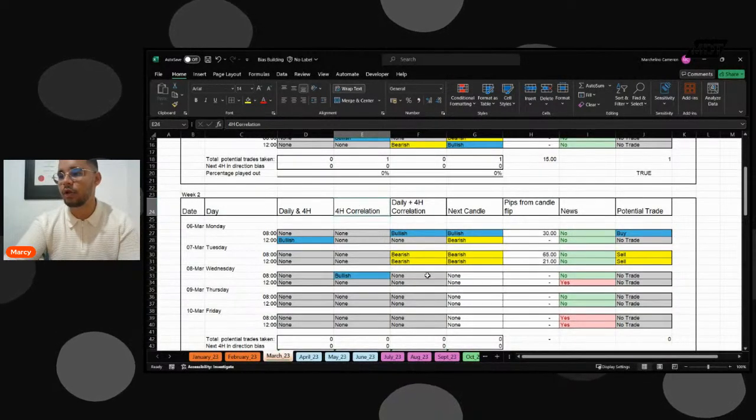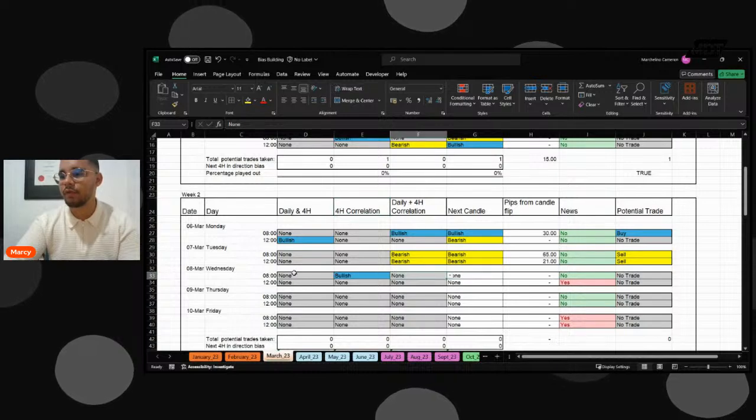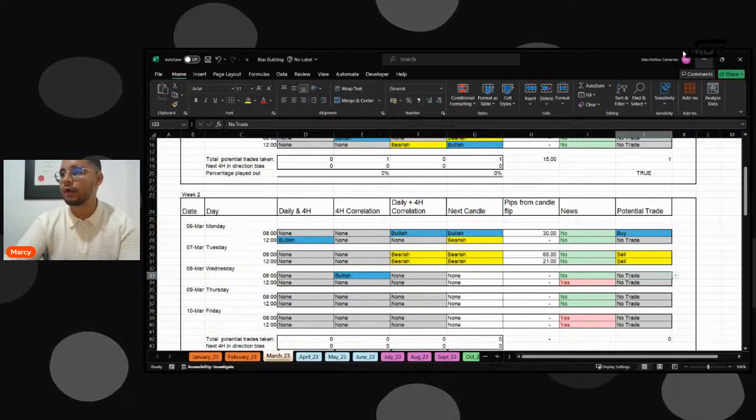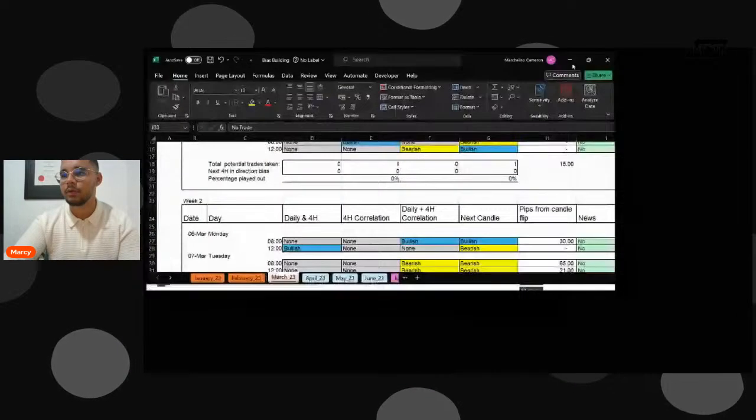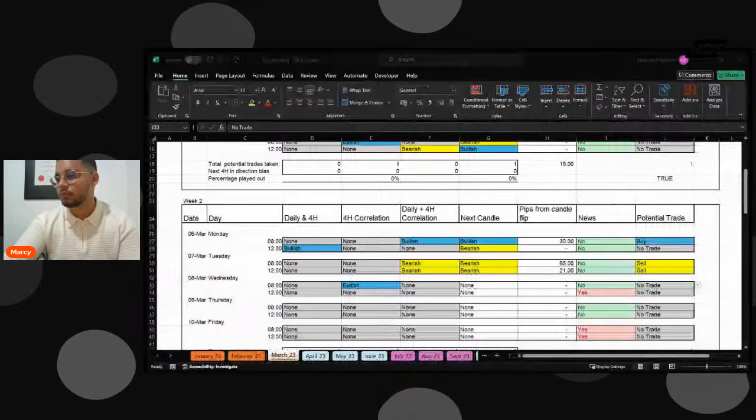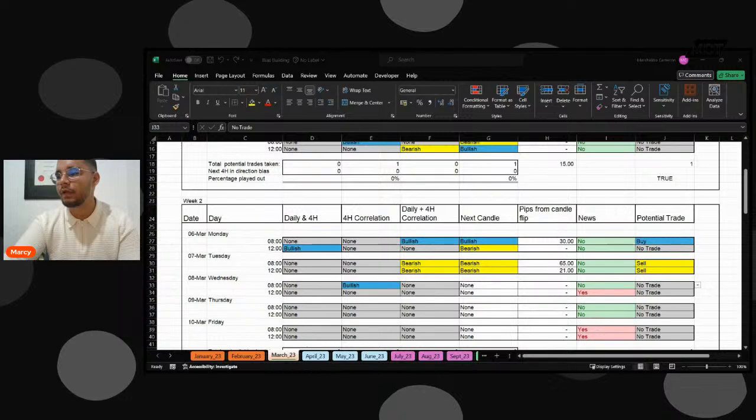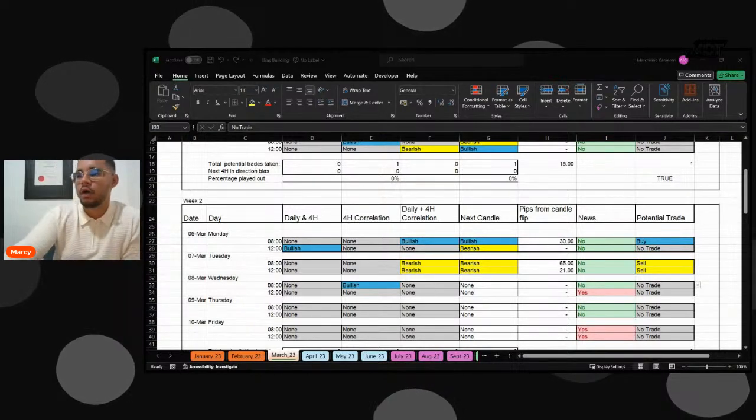So what you guys can see is that on this day, we have a bullish 4H correlation. Now let's take a look at the next candle, because we know we don't have this because we don't have the daily and the 4H. We're going to take a look at the next candle, the number of pips, and whether we actually have a trade or not. So the next candle actually closed bearish. How many pips did it move to the upside after it opened? It moved 17 pips.